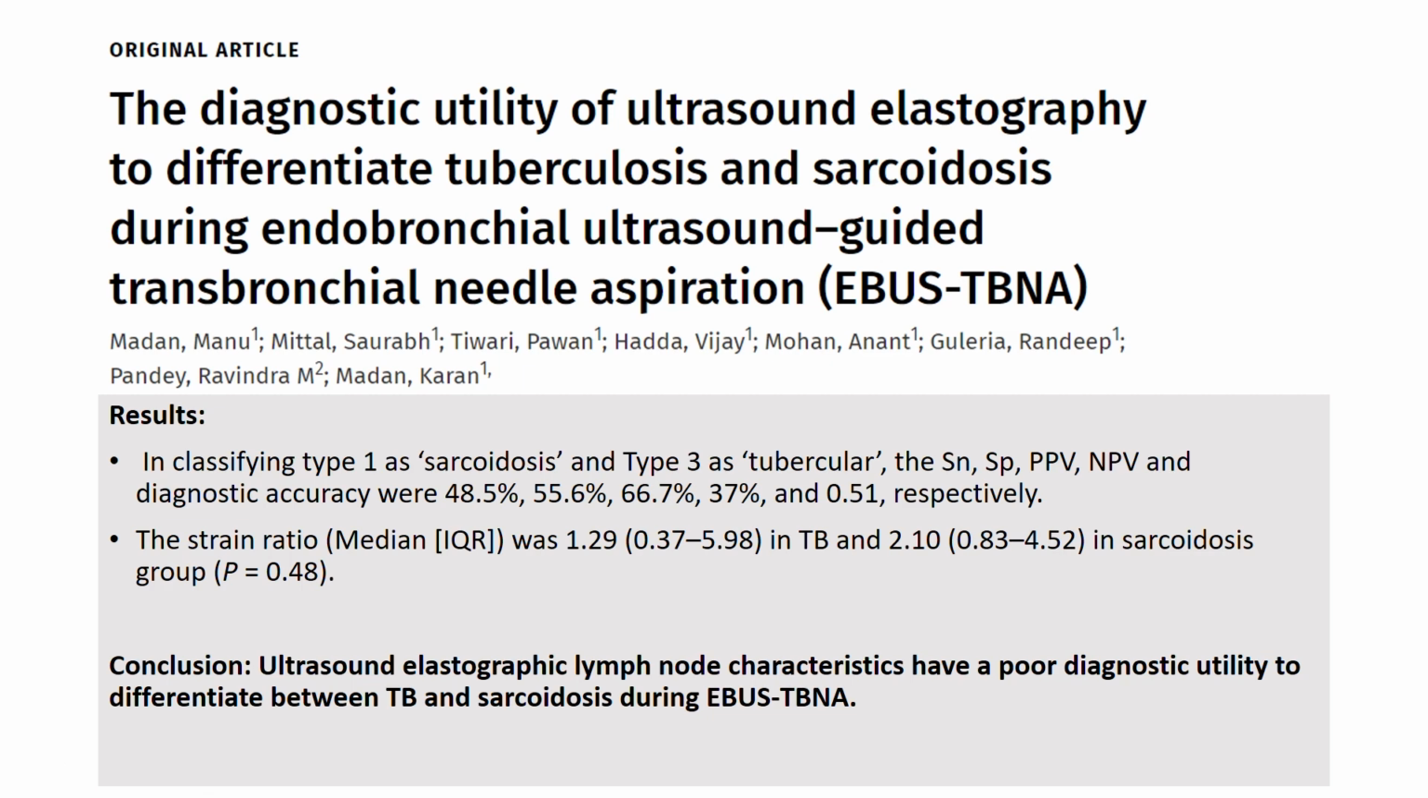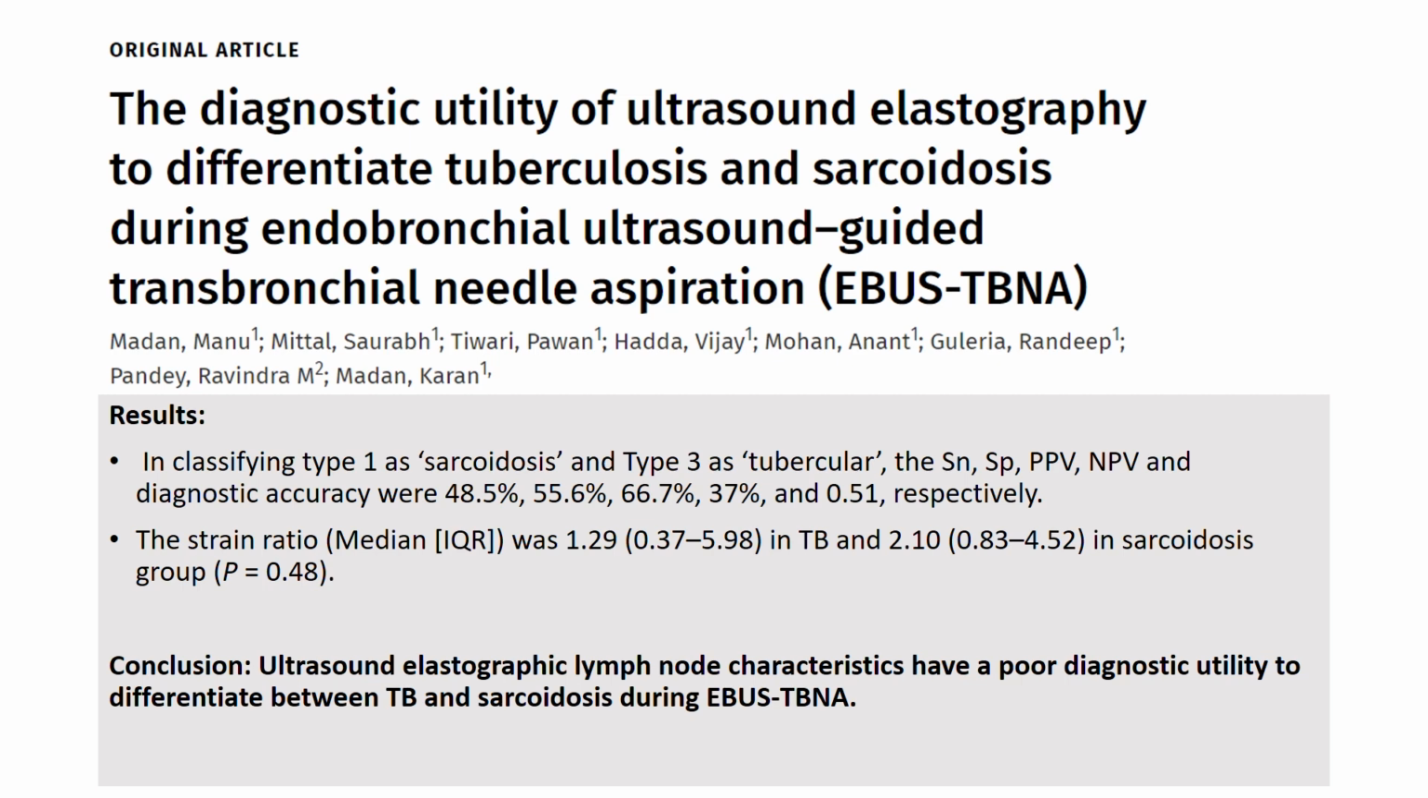They also tried to understand the strain ratio. What they were able to find out was that the median strain ratio was 1.29 for a node with tuberculosis and 2.10 for a node with sarcoidosis. However, they had to conclude that ultrasonographic elastography lymph node characteristics had poor predictability in differentiating TB and sarcoidosis.